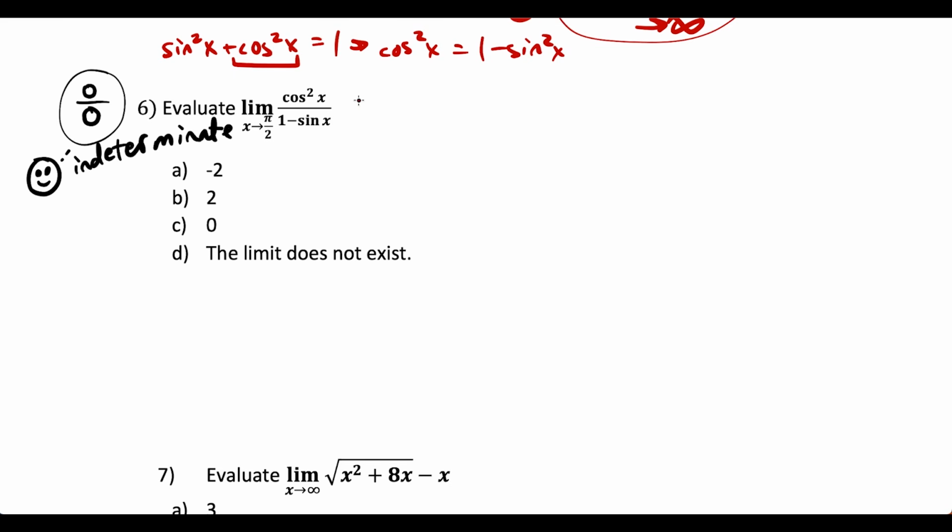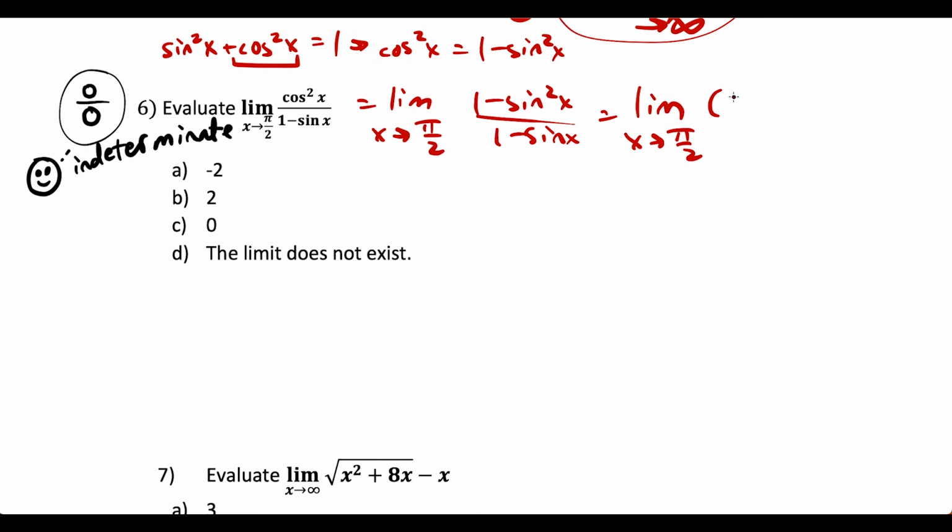If I rename this, I'll go ahead and do this first. The limit as x approaches pi over 2 of 1 minus sine squared x over 1 minus sine x. Now we have a difference of 2 squares on top, so we could factor. And watch what happens. When we factor, we have 1 plus sine x times 1 minus sine x. And then on bottom here, we have 1 minus sine x. And then 1 minus sine x, 1 minus sine x cancel.